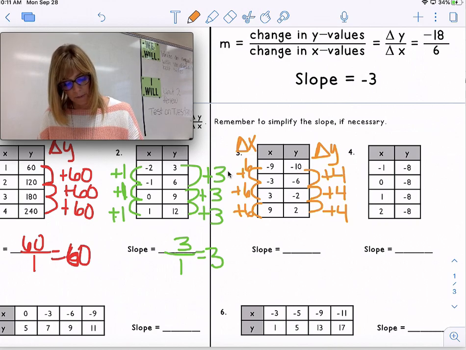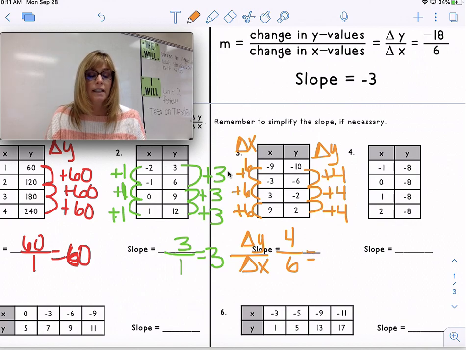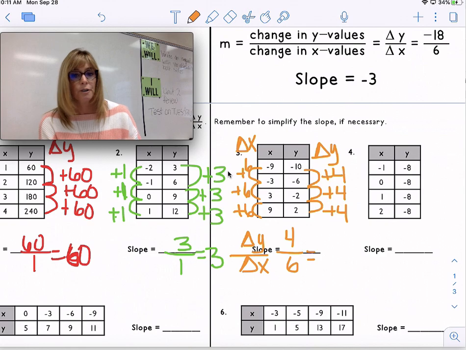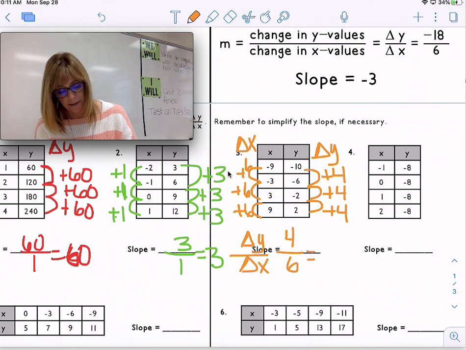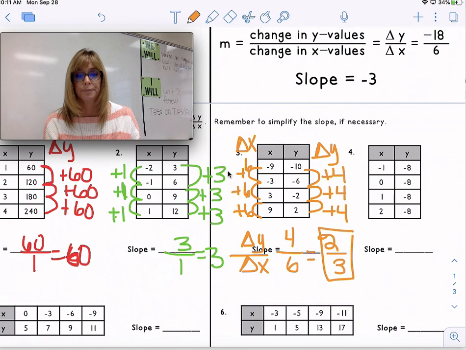So my slope, again remember the change in y is on top and the change in x is on the bottom, so that's going to be 4 over 6. And then we always want to simplify any ratio that can be reduced. So this can be reduced by a factor of 2. That would simplify just to 2/3. And that is the slope from that table.